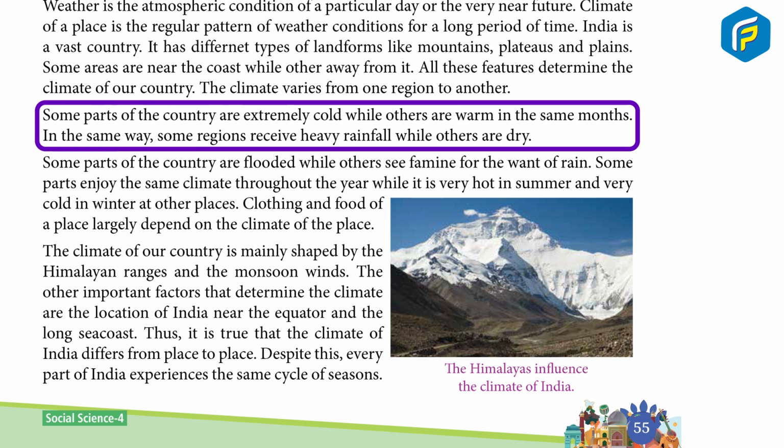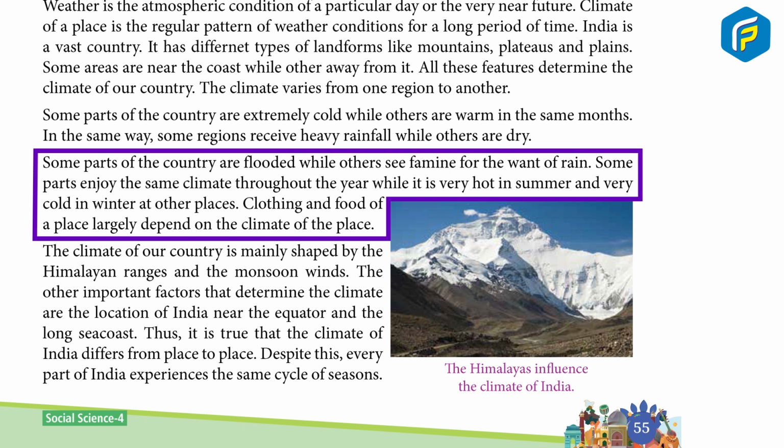Some parts of the country are extremely cold while others are warm in the same month. In the same way, some regions receive heavy rainfall while others are dry. Some parts of the country are flooded while others see famine for want of rain. Some parts enjoy the same climate throughout the year, while other places are very hot in summer and very cold in winter. Clothing and food of a place largely depend on the climate of the place.